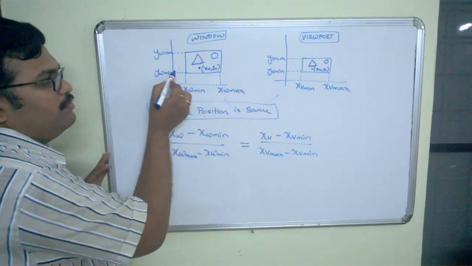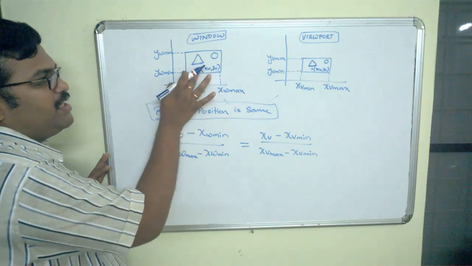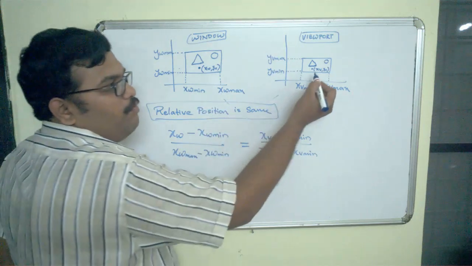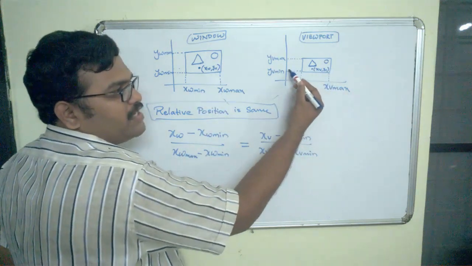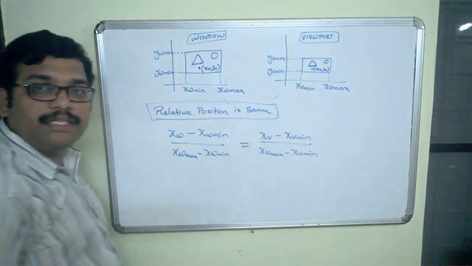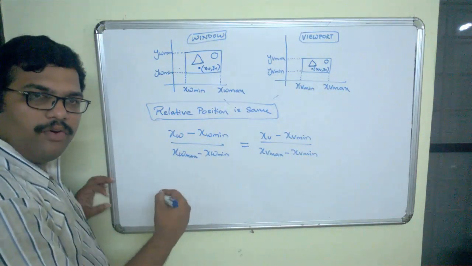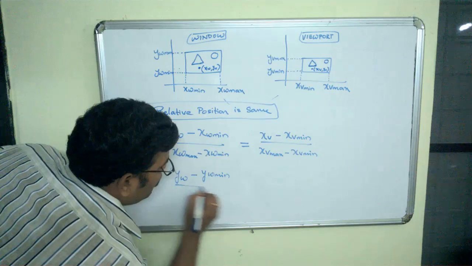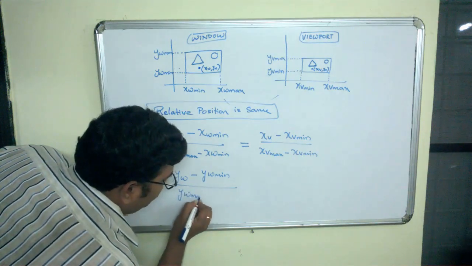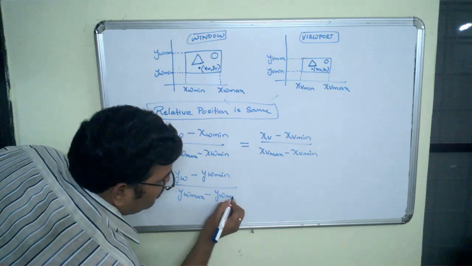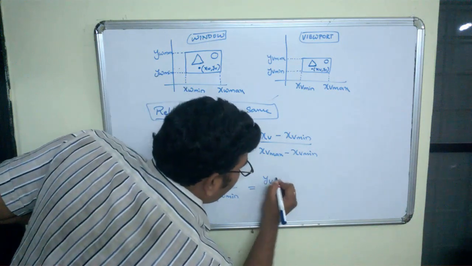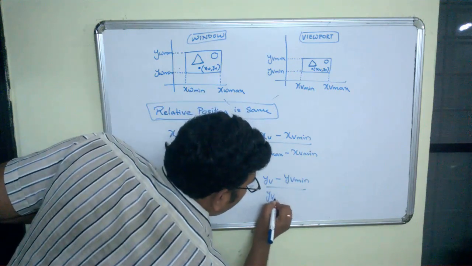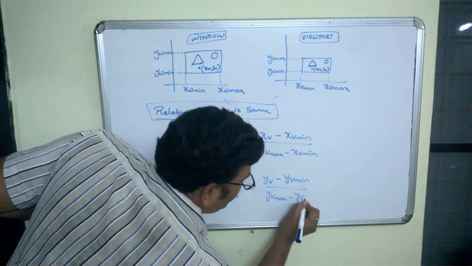So that means xw minus xw minimum, the distance from xw to xw minimum, by the total difference. Similarly, xv to xv minimum by the complete distance. Similarly, the y coordinate also. So yw minus yw minimum by yw maximum minus yw minimum is equal to yv minus yv minimum by yv maximum minus yv minimum.